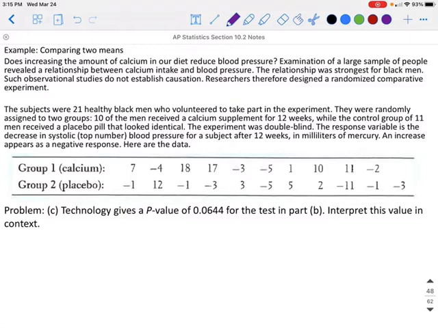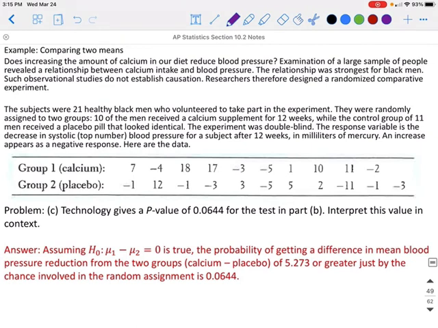Now, technology gave a p-value of 0.0644 for the test in Part B. Interpret this value in context. So, assuming that our null hypothesis of mu1 minus mu2 equals 0 is true, the probability of getting a difference in mean blood pressure reduction from the 2 groups, calcium minus placebo, of 5.273 or greater just by chance involved in a random assignment is about 0.0644. So there's a chance of about 6% that this could happen just because of the random assignment.